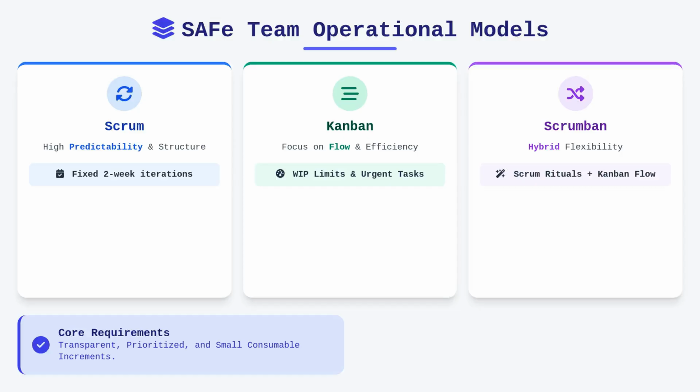Teams must ensure that the work they perform is broken down into small, consumable increments that can be verified against acceptance criteria. This level of rigor is what differentiates a high-performing Agile team from a collection of people merely working at the same desk. By leveraging the ceremonies appropriate to their chosen model, teams maintain alignment with the Agile Release Train's cadence. This synchronization is critical because it forces dependency management and ensures that the entire program moves toward its program increment goals in a unified manner.